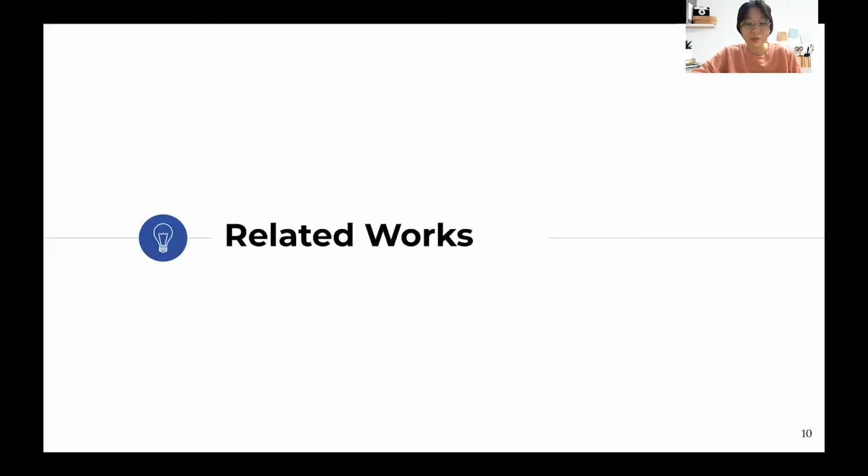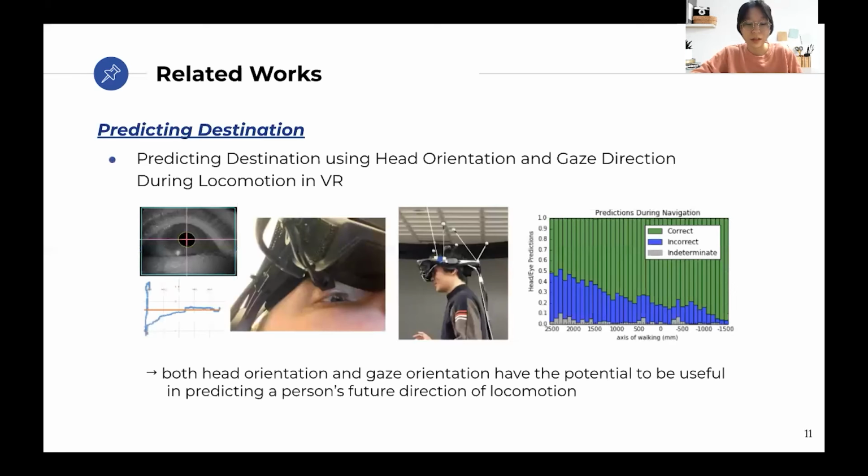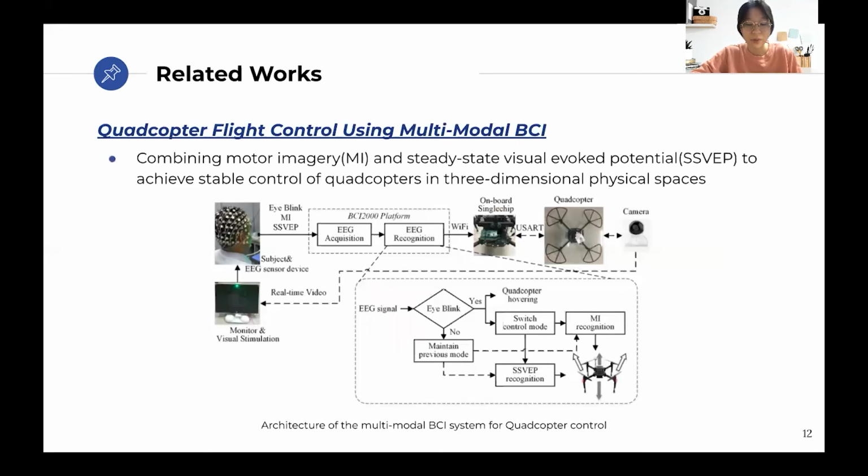Next content is about related works. The first paper suggested that using head and gaze orientation could improve predicting the directional intention. The next paper proposed a multimodal BCI combining motor imagery and steady-state visual evoked potential to achieve stable control of a quadcopter in three-dimensional physical space. These multimodal BCIs have proven to have the ability to increase accuracy rate, reduce workload, and improve the performance of BCI-based control systems in the real world.